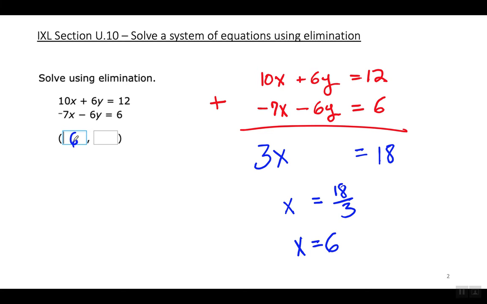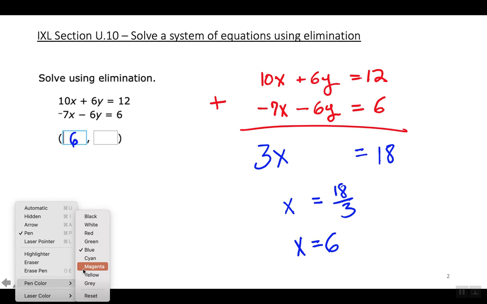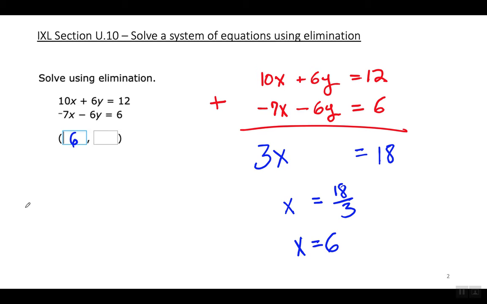All right. So if x equals 6, now you got to substitute the x equals 6 wherever you want. You could substitute it in the top equation or the bottom equation, whichever one you think will be easier, in order to solve for y. Let me substitute it into the top equation. Let me do it in a different color. All right, so when I plug in the 6 in the top equation, I'm going to have 10 times 6 plus 6y equals 12. Okay, that'll give me 60 plus 6y equals 12.